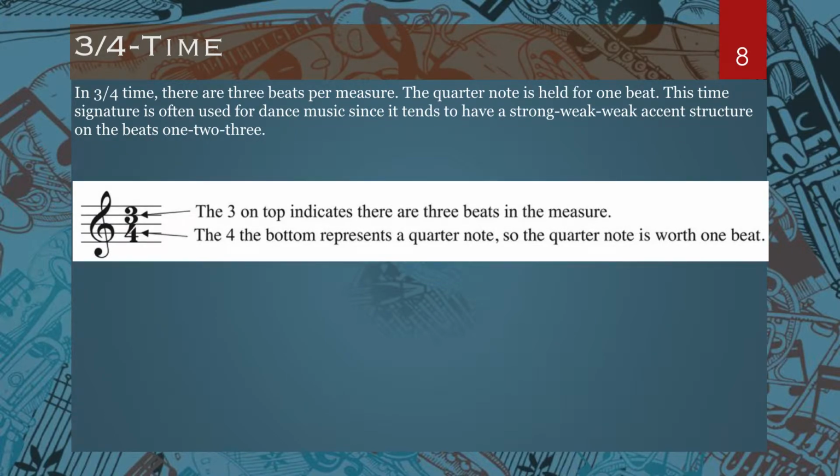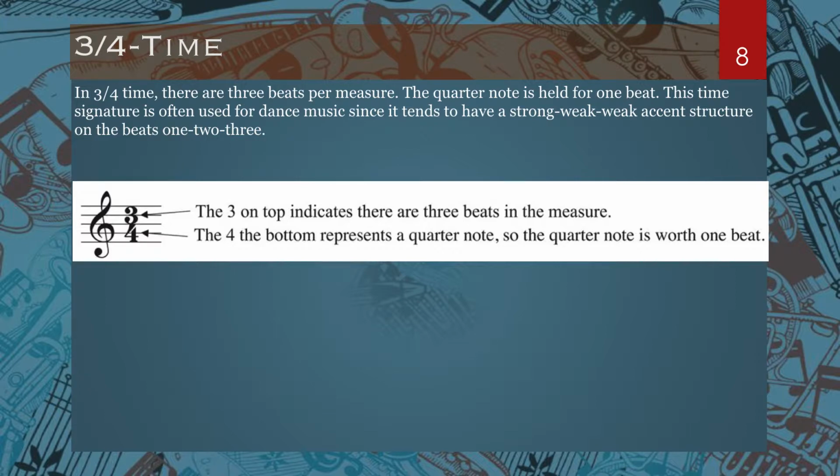In 3/4 time, there are going to be 3 beats per measure. The quarter note is going to be held for 1 beat, just like 4/4 and 2/4, but this time signature is often used for dance music since it tends to have a strong weak accent structure. And that accent structure occurs on beats 1, 2, and 3. So what this is saying is that in music, the first beat of each measure tends to be strong. That's what an implied accent is. Every time you start a new measure, you're supposed to have a strong start to that measure.